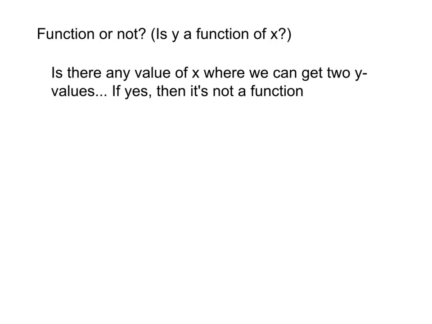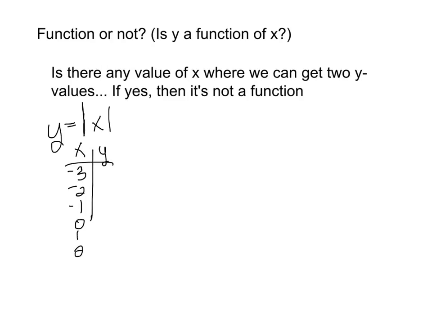Okay, so we're going to start with the example where we have y is equal to the absolute value of x. Y is equal to the absolute value of x. So if you wanted, we could make an xy table, right? We could plug in -3, -2, -1, 0, 1, and 2. We could do other values if we wanted.